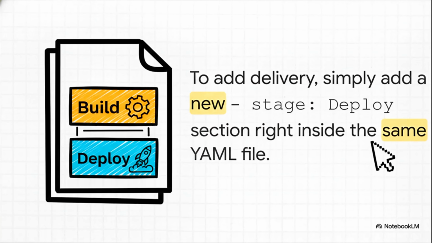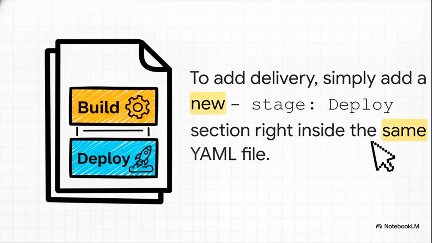And this is where the beauty of the as-code approach really shines. To add our deployment logic, we don't go to some different screen or different tool. Nope. We just open up the exact same YAML file and add a new stage called deploy right below our build stage. It's all there in one unified file.